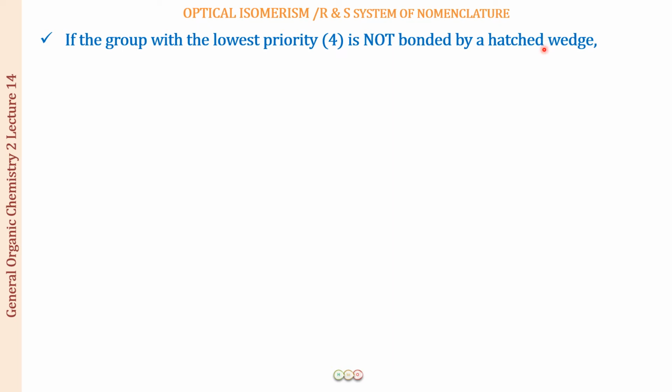Yes, you have to orient the molecule in such a way that the lowest priority group is bonded by a hatched wedge and goes backward. Only then you will be able to make the arrows from group number 1 to 2 to 3, complete your steering wheel, and check whether the arrows are in the clockwise or anti-clockwise direction, and from that only you will be able to tell whether it is the R configuration or the S configuration.